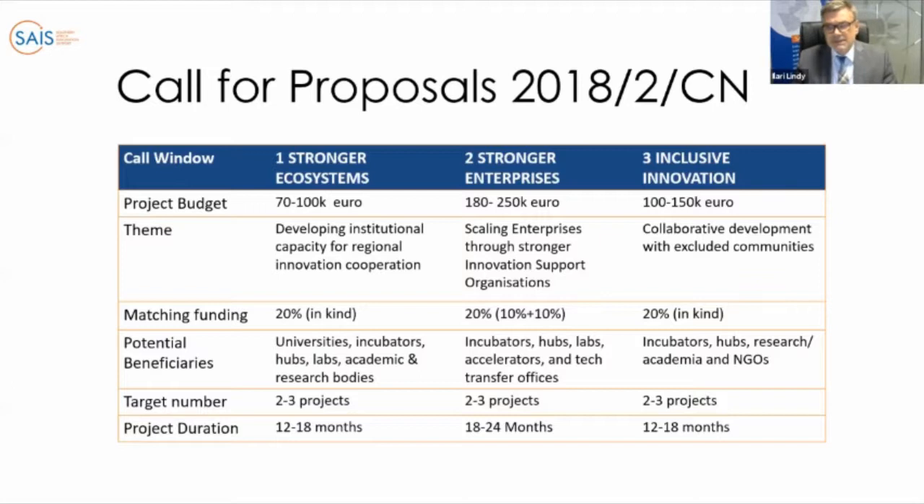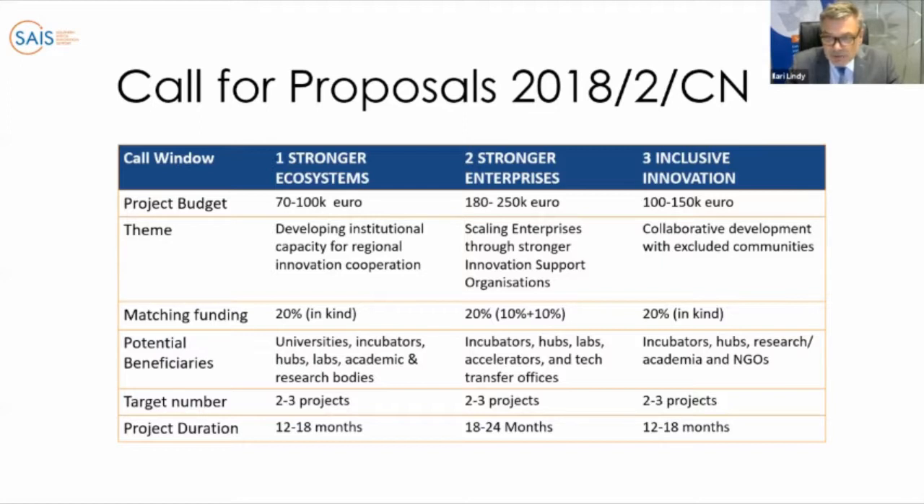Potential beneficiaries: as this is a more knowledge-oriented call, here we see universities, incubators, hubs, labs, and academic and research bodies who are working on understanding better what mechanisms work in innovation ecosystems and what doesn't. This could be a fit for them. Project duration is 12 to 18 months. I would also advise everyone to think hard, because 12 months is surprisingly short. So pay attention to what kind of duration you would eventually like to establish for your market validation project.